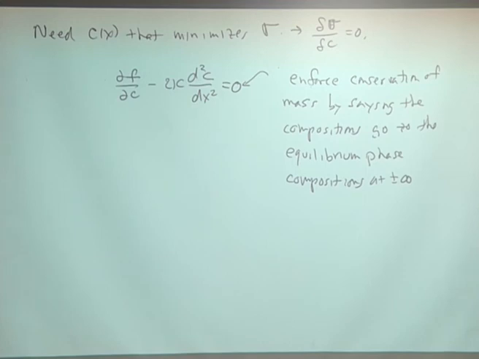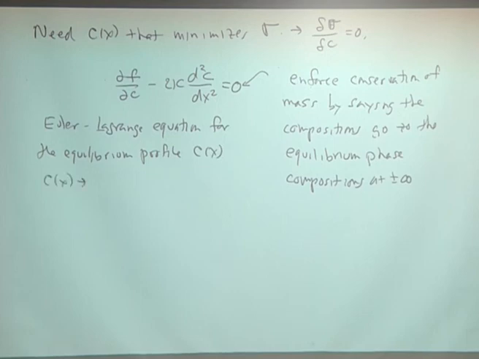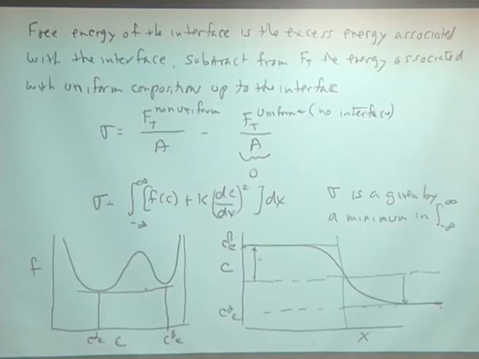So this is the Euler-Lagrange equation for the equilibrium C as a function of x. And then you take that C as a function of x and you plug it into the expression for sigma, and you get sigma. Okay? So that's the approach. So this gives you the equilibrium composition profile. I'll go back to this in a second.